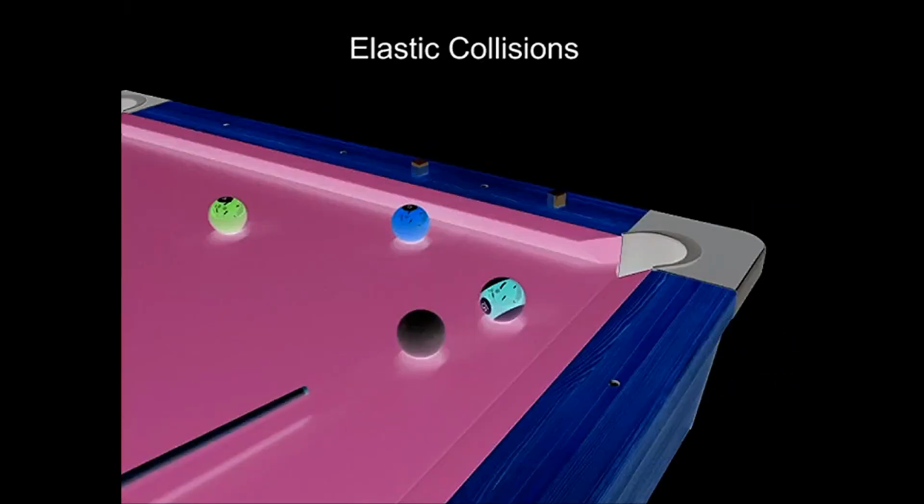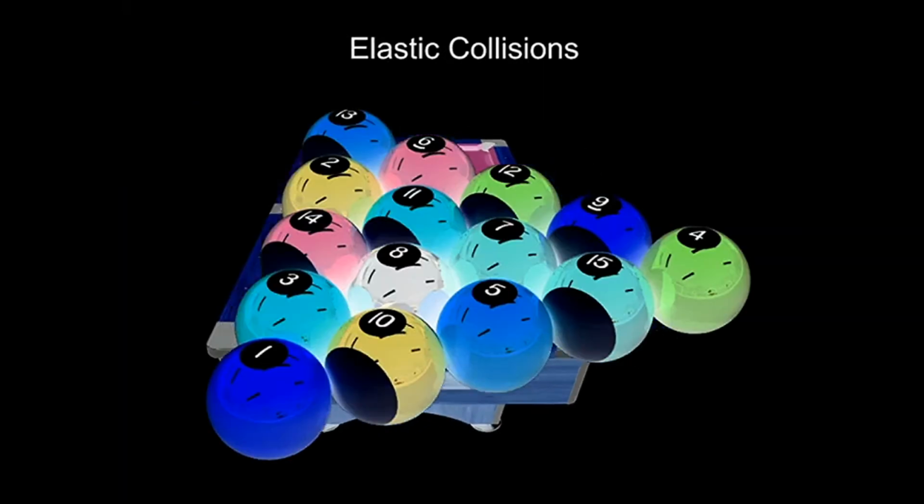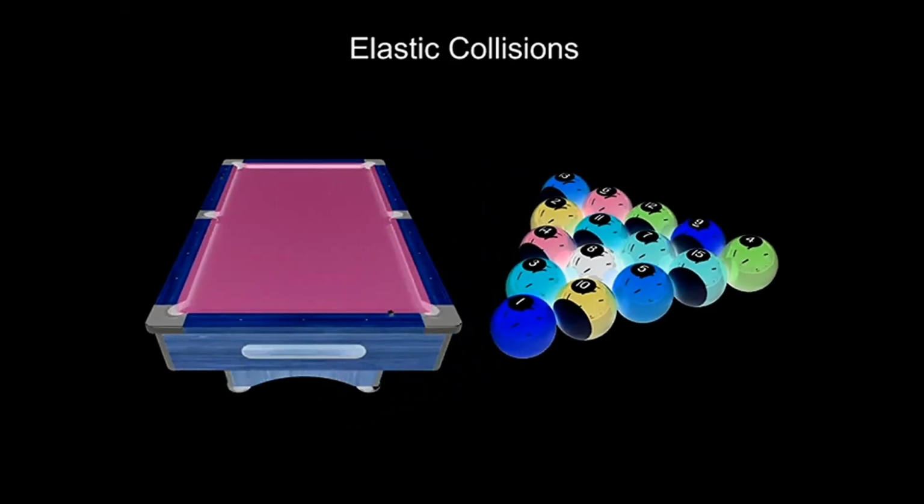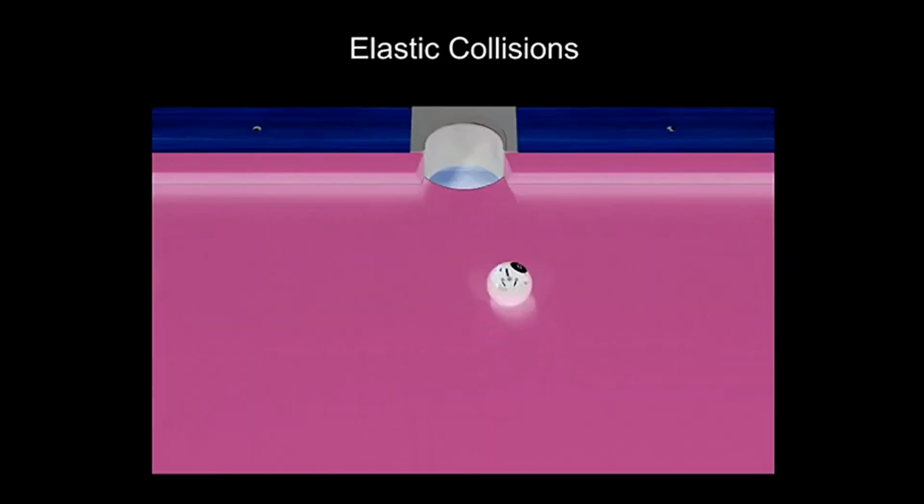However, the game of pool offers a fairly good elastic representation. Pool tables and billiard balls are designed to reduce the effects of friction, resulting in close to ideal elastic collisions. When the cue ball hits the resting 8 ball, it sets the 8 ball in motion. Having transferred all of its momentum and kinetic energy, the cue ball comes to a rest.